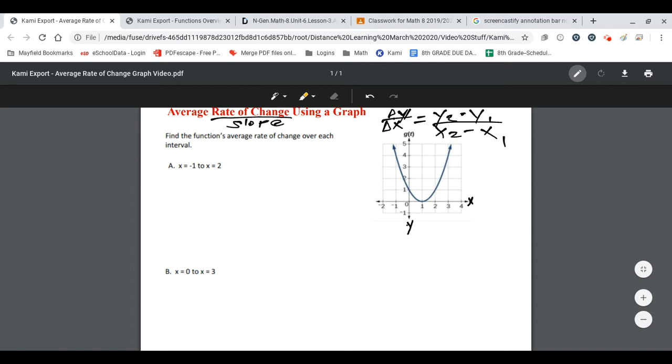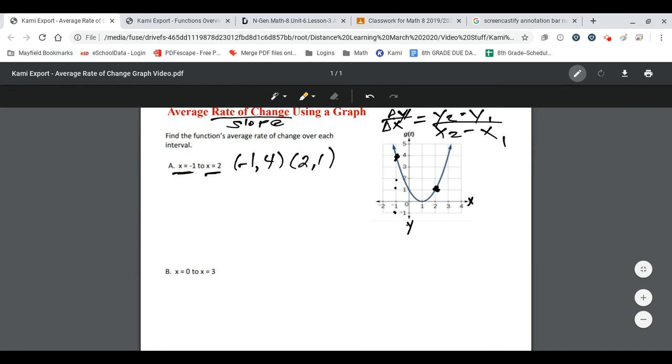So you're going to notice the first thing they say, they want to know the rate of change over x equals -1 to x equals 2. So I need to look at the graph first. When x equals -1, my y, there's the point there. So when x is -1, y is 4. I also have when x equals 2, so I'm going to look for the point along the graph that has x of 2, and at that point, y is equal to 1.